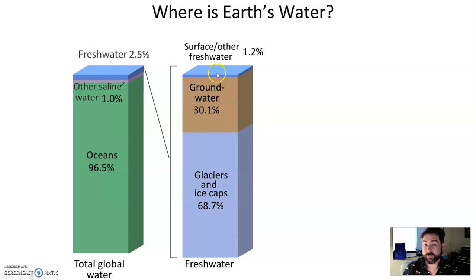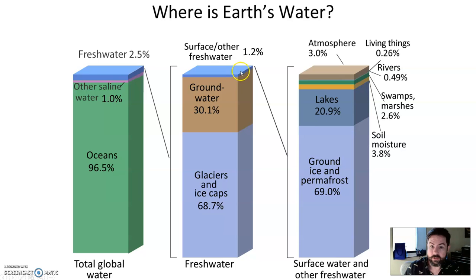So then the surface or other fresh water accounts only for 1.2% of 2.5%. So a small fraction. So we'll spend this unit talking about surface and other fresh water. So where is most of that surface or fresh water? Most of it is ground ice or permafrost. Just ice located on the ground, not in glaciers and ice caps, or permafrost. Permafrost is permanently frozen soil, dirt mixed with water.